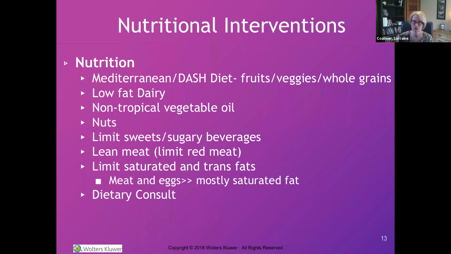Non-tropical vegetable oils. So if you think about it, like olive oil is good, while palm oil and coconut oil are bad choices.